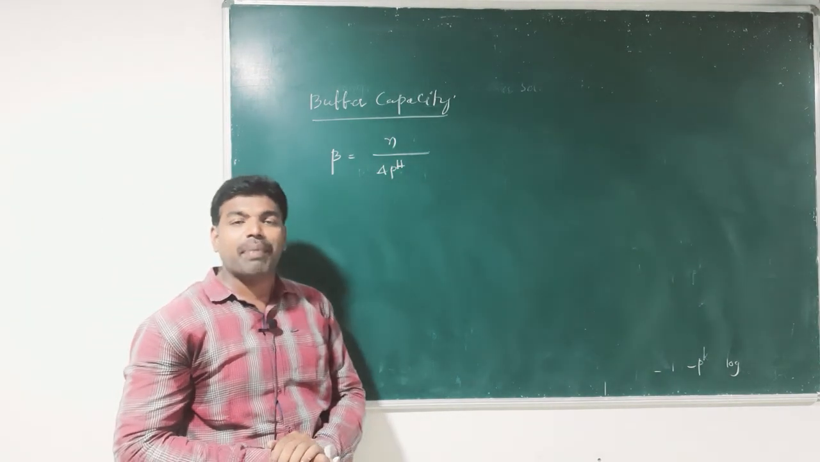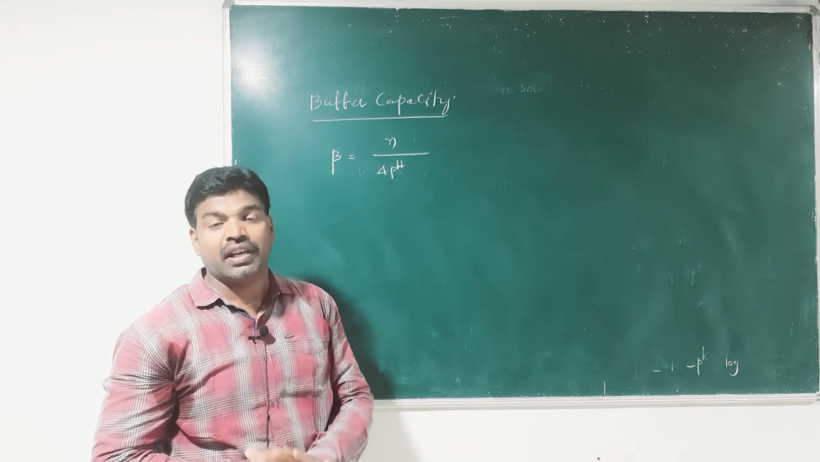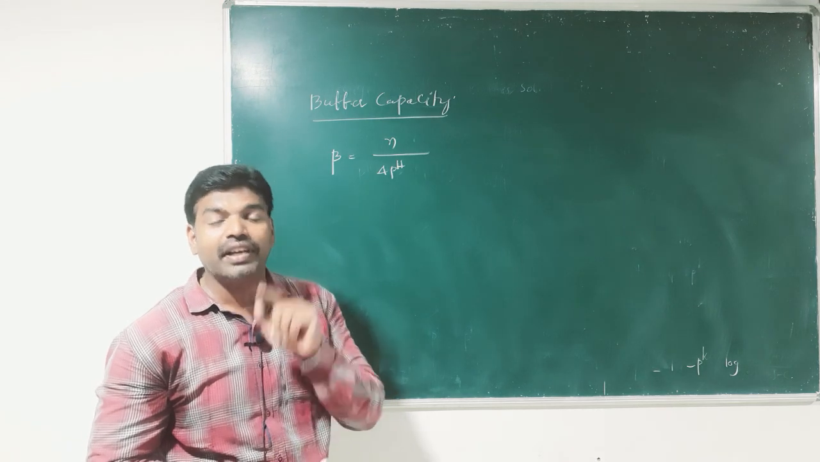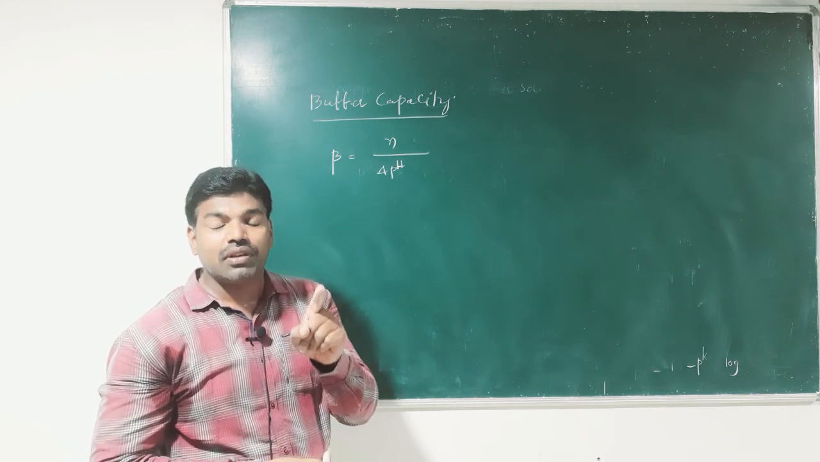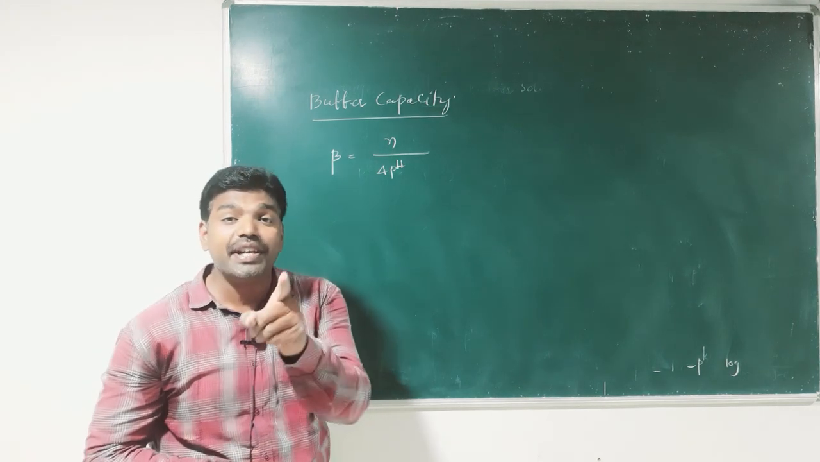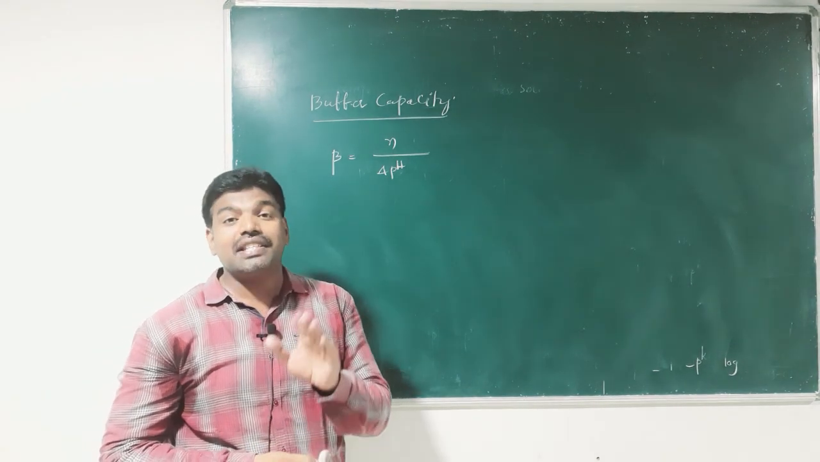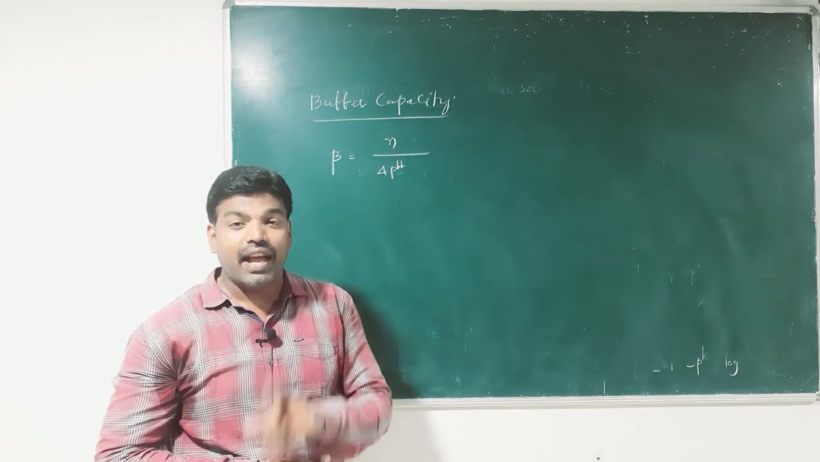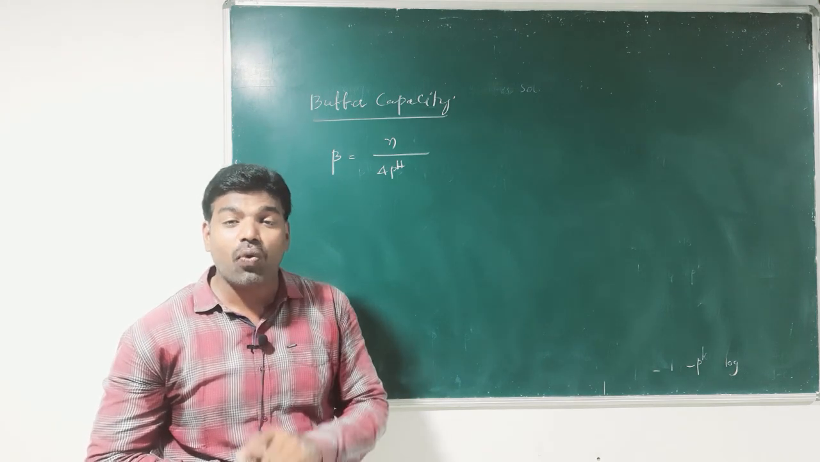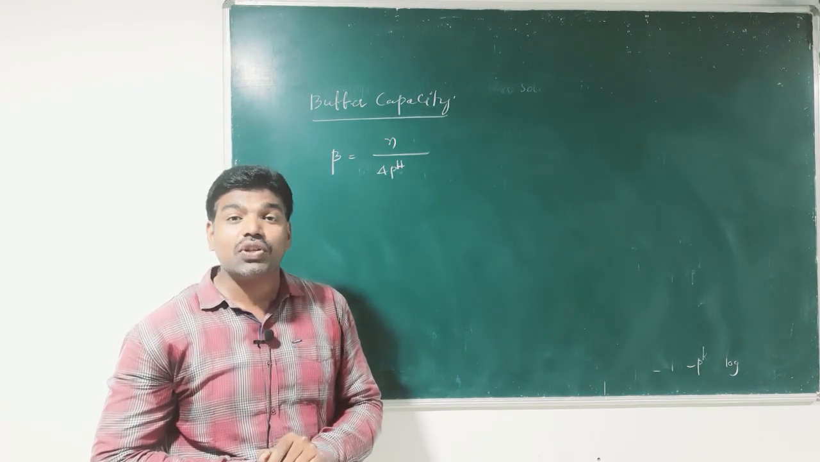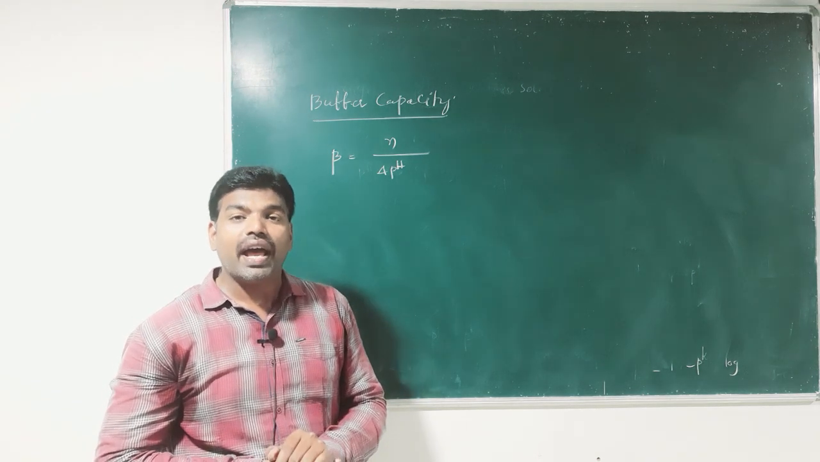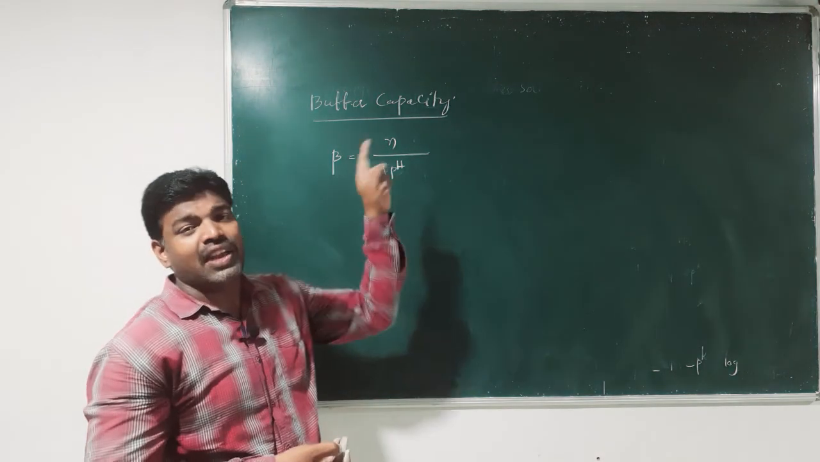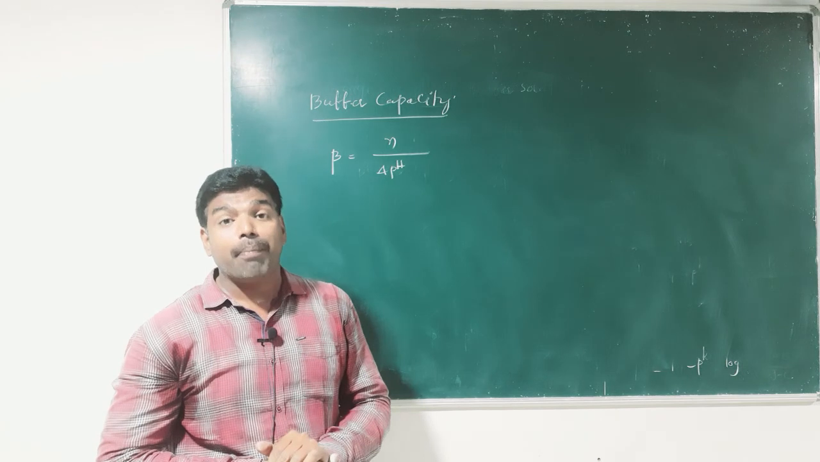Okay, so buffer capacity is the quantitative measure of the resistance of a buffer solution to acid or base. I repeat, buffer capacity is the quantitative measure for resistance of buffer solutions to acid or base. Usually we call it buffer efficiency, buffer index, or buffer value.